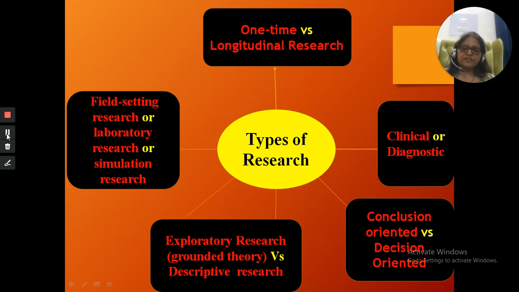Field setting research or laboratory research or simulation research. Field setting research is when we conduct the research in actual field situations. For example, the ethnographical studies are actually conducted in the fields. Laboratory research, all these scientific researches are conducted in laboratories.